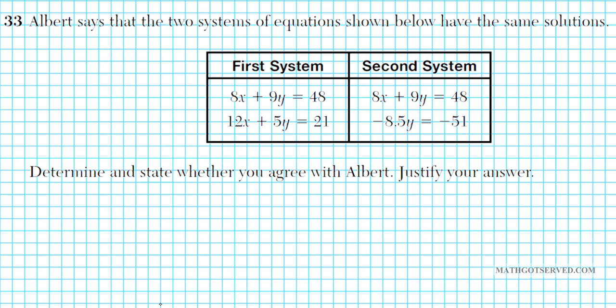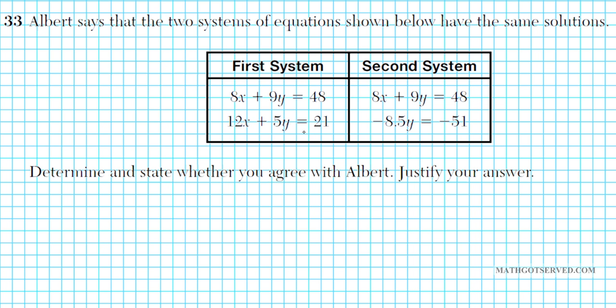All right, let's take a look at problem 33, the last one in this review installment. It reads, Albert says that the two systems of equations shown below have the same solutions. Determine and state whether you agree with Albert. Justify your answer. Okay? So in this problem, you're not just simply solving. You have to state if you agree or disagree with Albert, and of course, your work will be the justification as to why you agree or disagree with Albert.